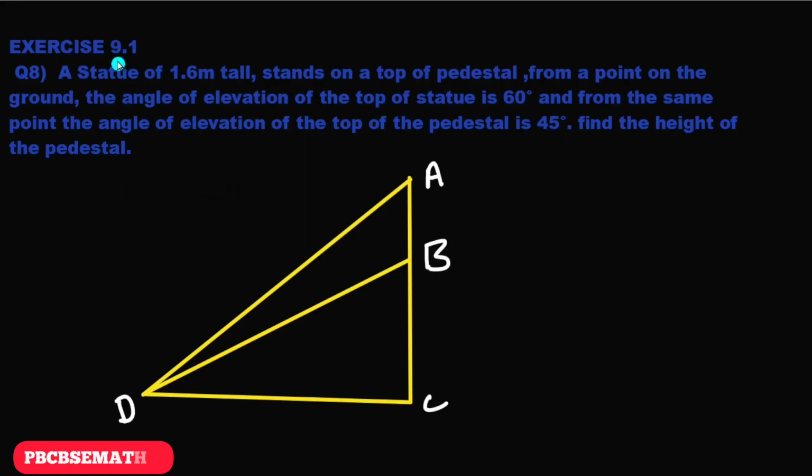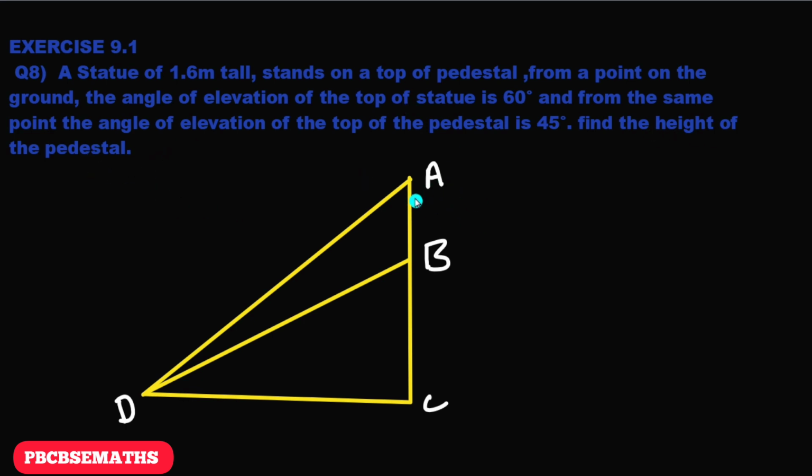Today in this video, I'm going to solve exercise 9.1, 8th question. The question is, a statue of 1.6 meter tall stands on top of a pedestal. From a point on the ground, the angle of elevation of the top of the statue is 60 degrees, and from the same point, the angle of elevation of the top of the pedestal is 45 degrees. Find the height of the pedestal.